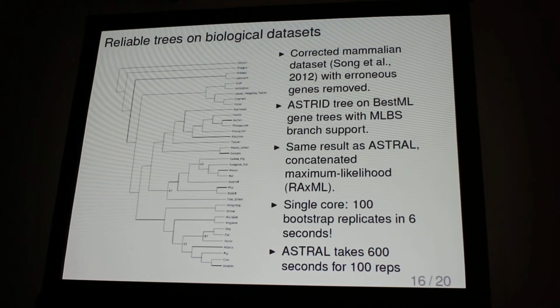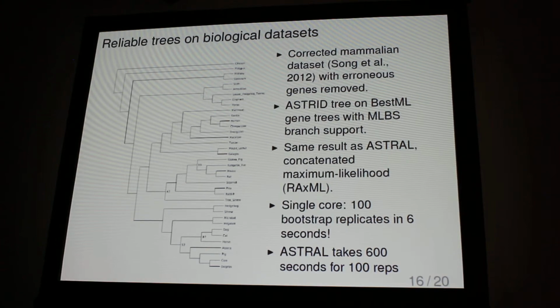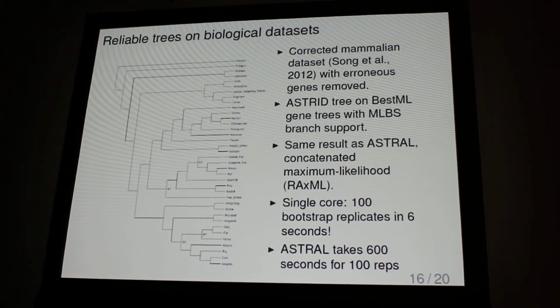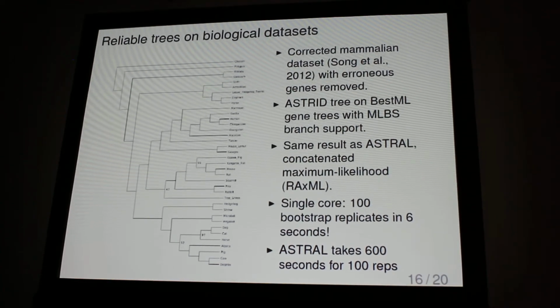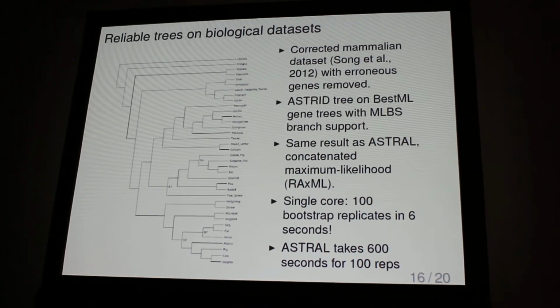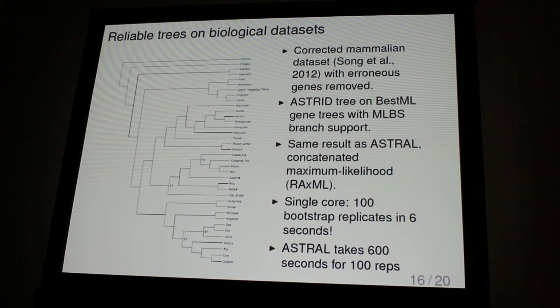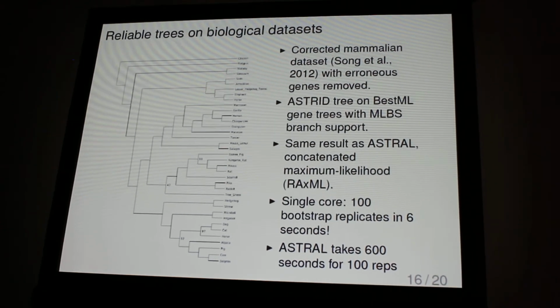It's the same result that we get from concatenated maximum likelihood. And the really cool thing is we can run 100 bootstrap replicates on this data set, with 424 genes and 37 taxa, in just 6 seconds. Whereas something like ASTRAL, which is still quite fast, would take about 10 minutes to do the same thing.